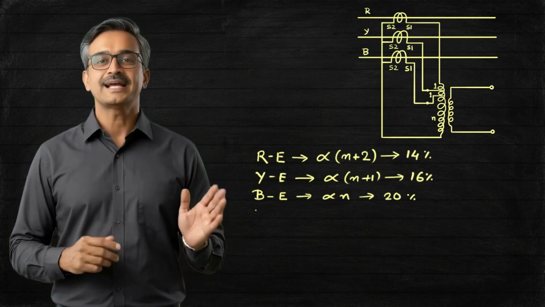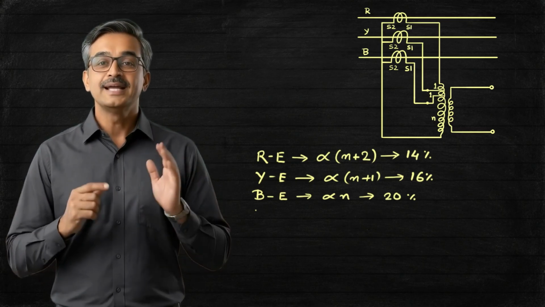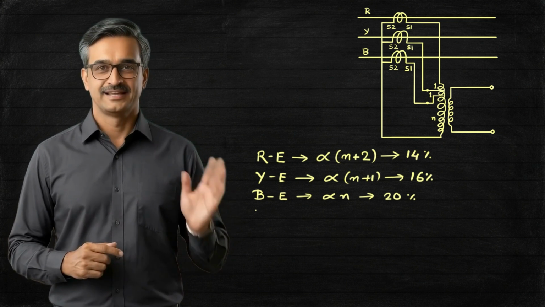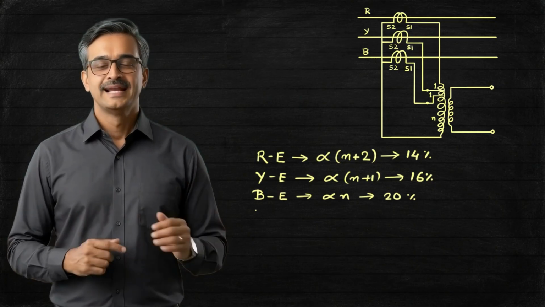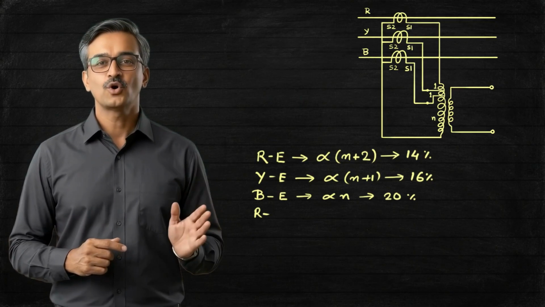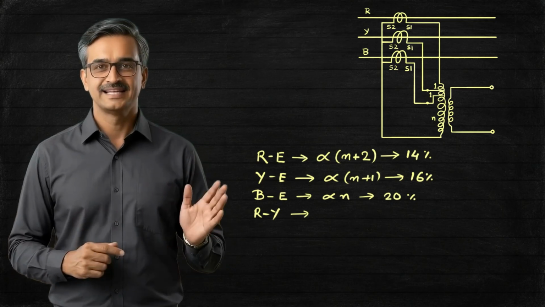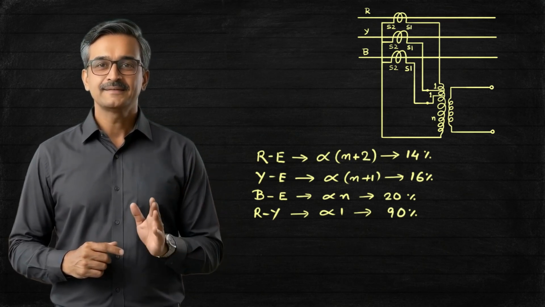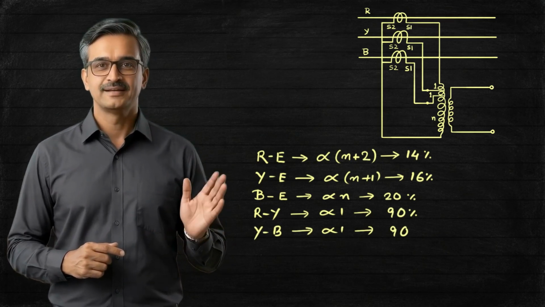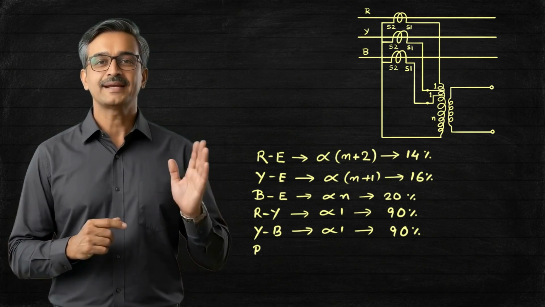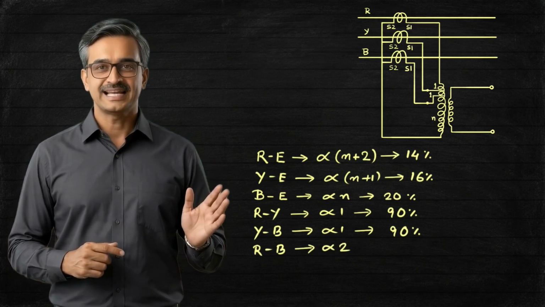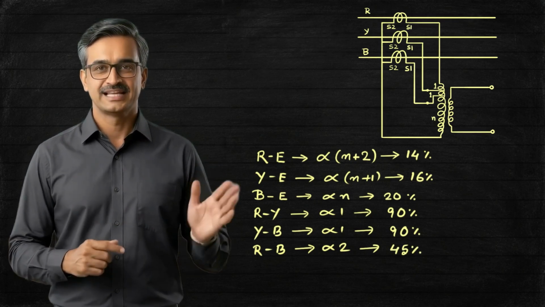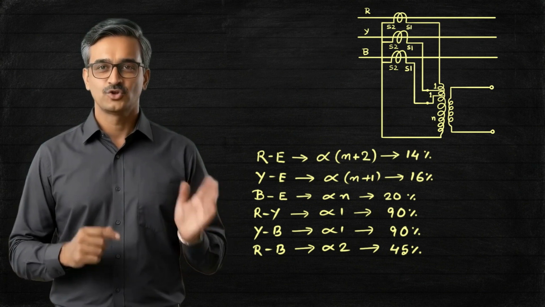Now consider phase-to-phase faults. During these faults, current flows through two phases instead of one. Since the currents are equal and opposite, the vector sum becomes much smaller than in earth faults. For a red to yellow fault, the effective turns become 1 and the relay pickup increases to approximately 90% of the CT rated current. The same applies to the yellow to blue fault. However, for the blue to red fault, the effective turns become 2, resulting in a pickup of approximately 45%. Therefore, the relay is intentionally made less sensitive to phase faults than to earth faults.